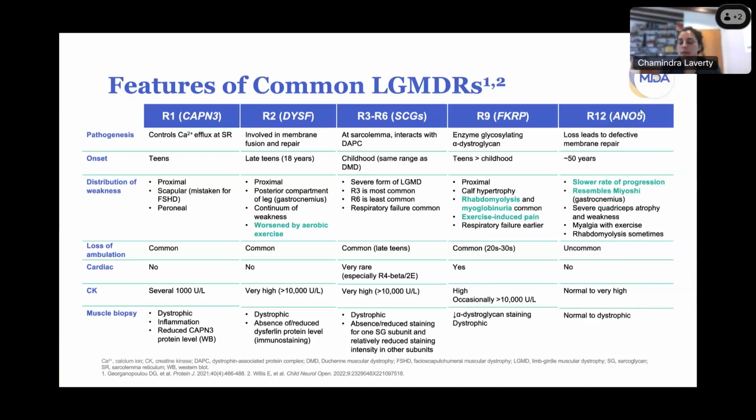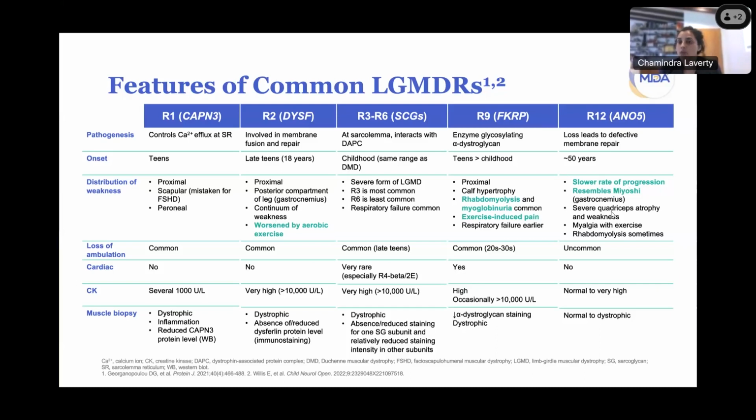And then finally, probably what will end up being our most common subtype of limb-girdle in the US is anoctamin 5, R12. It's a gene that was described much more recently. Onset is very different compared to the others. These are patients in their middle age, approximately 40 or 50 years of age. It is much slower than the rest, and it can look very similar to what we historically call Miyoshi, which is dysferlin, except these patients are older.